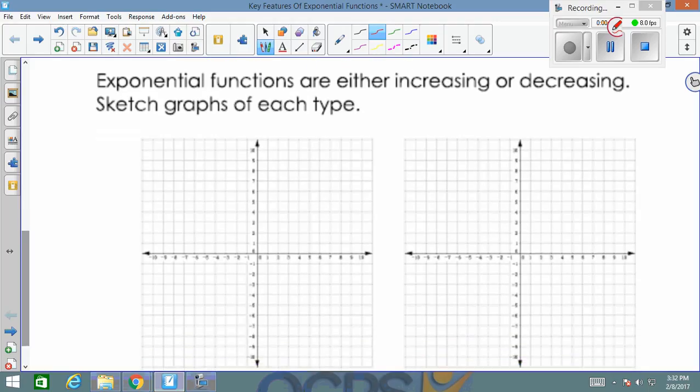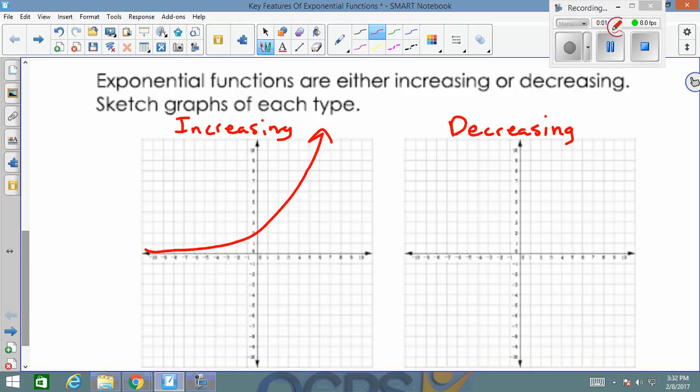Exponential functions are increasing, which means they're going up from left to right, or decreasing, which means they're going down. Okay, you have two types. This side's going to be increasing, and this side's going to be decreasing. So let's do the increasing first. The first one would be something like this. It's going up from left to right. Or it can look something like this. Still going up from left to right, just in a different way.